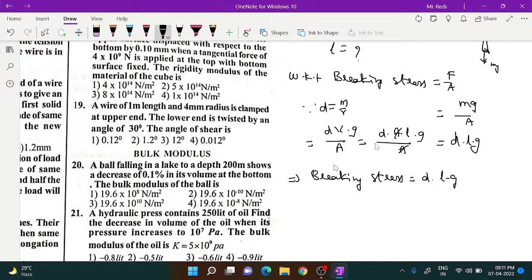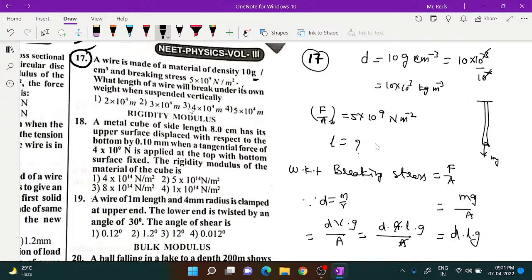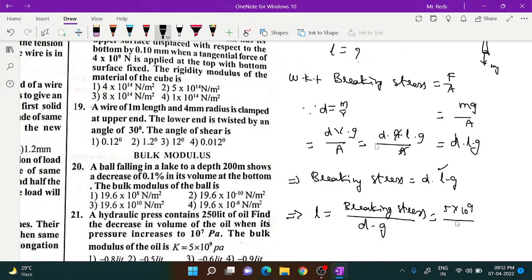The question is, if breaking stress of a wire is 5 into 10 power 9 Newton per meter square, and density is this much, for what length of the wire will the wire break on its own? For what length means what is the value of L? So this implies you can say L is equal to breaking stress divided by density D into G. Breaking stress is given as 5 into 10 to the power 9 Newton per meter square, SI units.